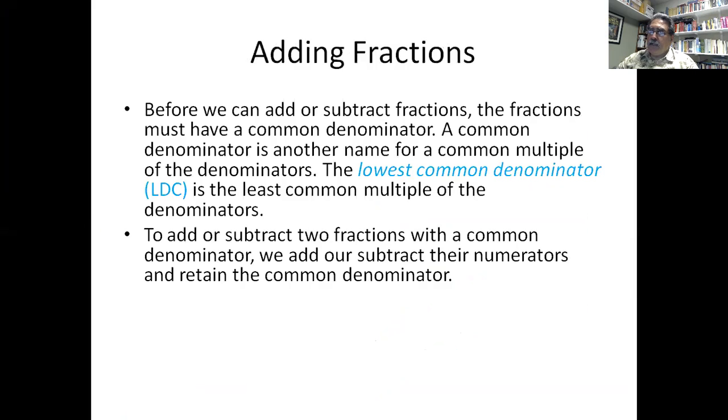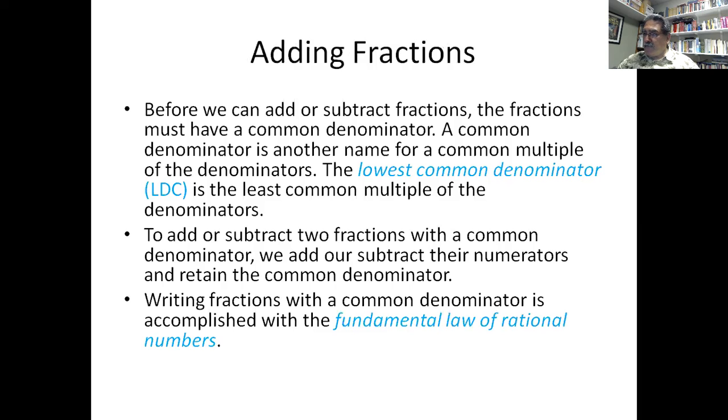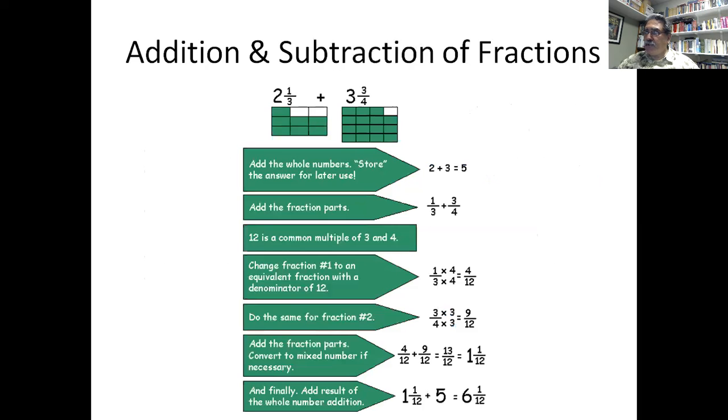Adding fractions, again, before we can add or subtract fractions, they must have a common denominator. A common denominator is another name for a common multiple of the denominators. The lowest common denominator is the least common multiple of the denominators. To add or subtract two fractions with a common denominator, we add or subtract their numerators and retain the common denominator. Writing fractions with a common denominator is accomplished with the fundamental laws of rational numbers.